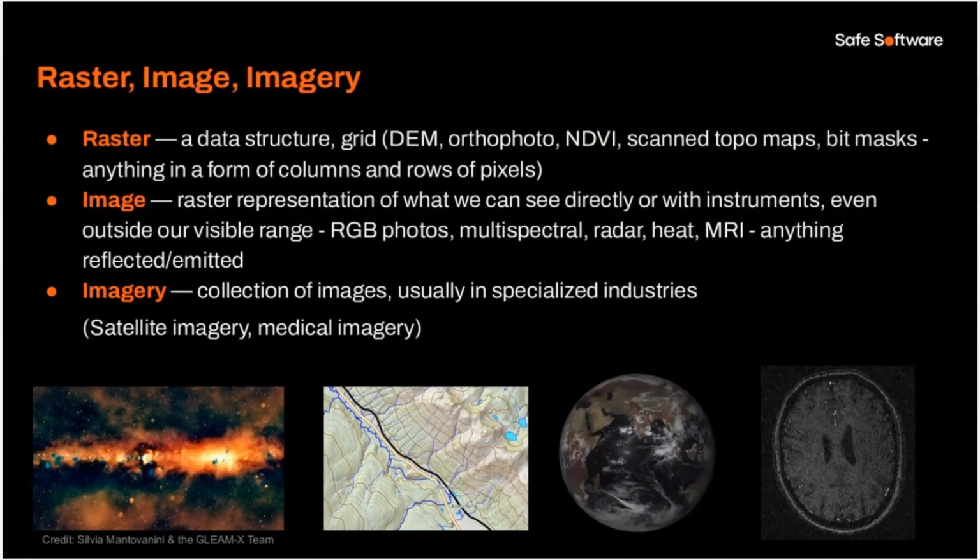And then an image is a subset of rasters that represent things that we can see with our eyes or measure with instruments. And this could include things not seen with our eyes too, so anything outside the visible range. It's anything emitted or reflected. This could be radar, heat, MRIs, like the DICOM image you see on the bottom right-hand side of the slide, RGB photos, multi-spec, hyperspec. And then imagery is a collection of images usually tied to a specific purpose or industry. So if you've ever gone to the hospital for an x-ray, you've probably been sent to the medical imaging wing. So in this case, medical imagery, satellite imagery, ortho imagery.